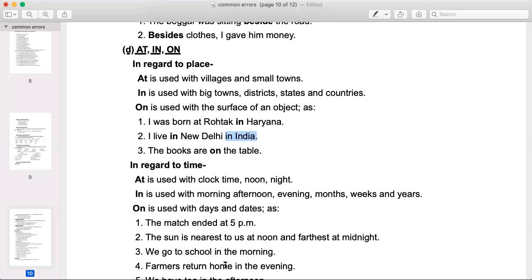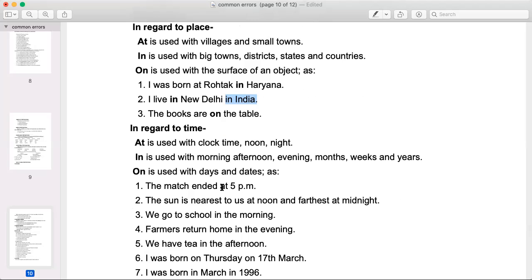In regard to time, at is used with clock time, noon, and night. In is used with morning, afternoon, evening, months, weeks, and years, while on is used with days and dates. So when we say the match ended at 5 p.m., that is clock time. The sun is nearest to us at noon, and farthest at midnight or night.